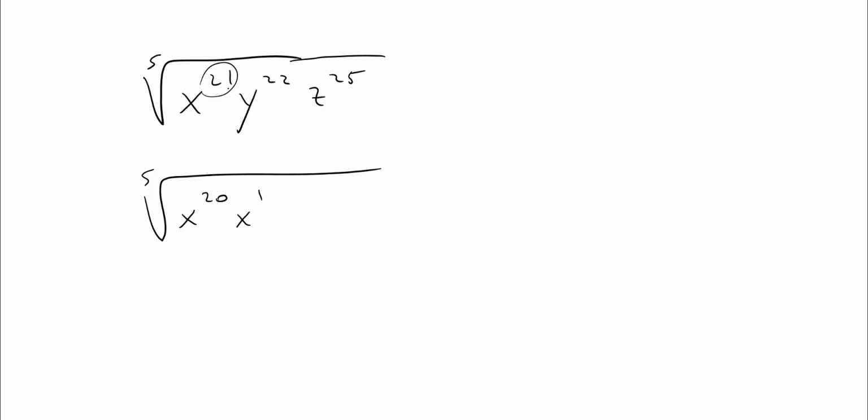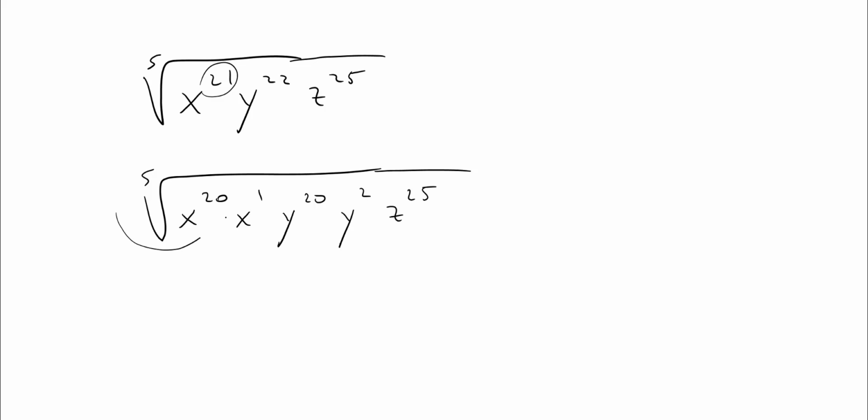Let's do the y. Well, again, it's 20. So y to the 20th, and what do you have left over? Y squared. And then that goes perfectly. So z to the 25th, I'm just going to write that, z to the 25th. That's perfect because 5 goes into 25. I don't have to do anything with it.